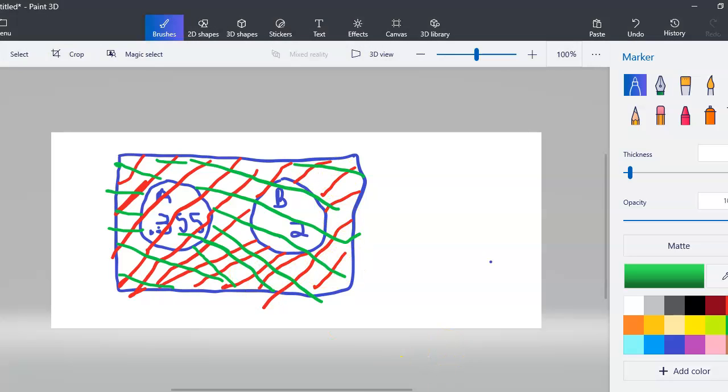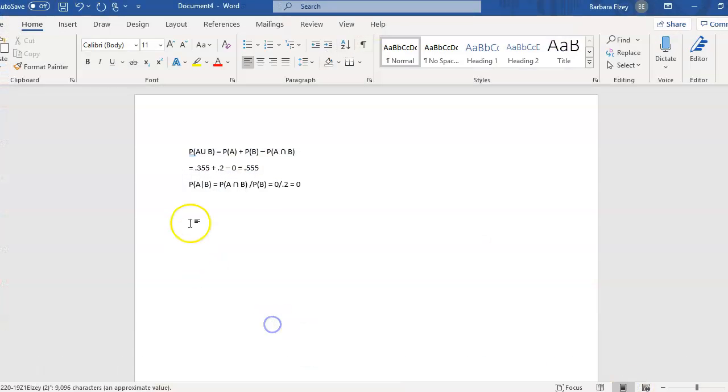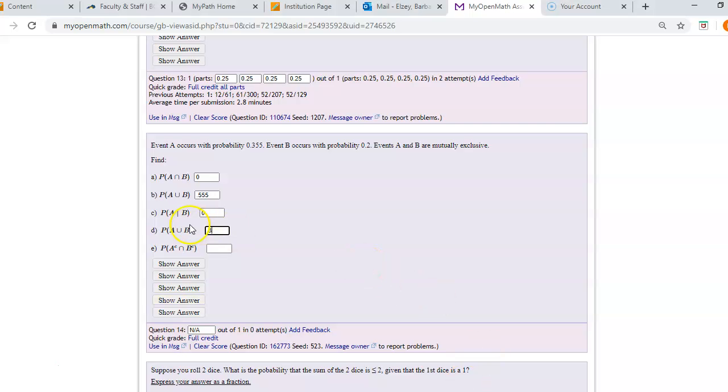All right, so let me do that computation. 1 minus 0.555 is going to give us what we're looking for in this last step. And that ends up being 0.445. And we can go back here and fill it in, 0.445. And we're good from there.